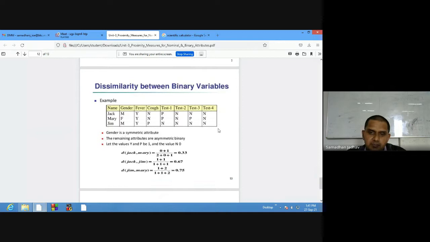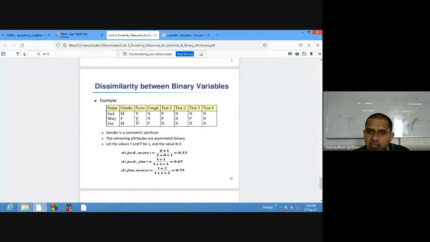So here you can see, now we are going to consider only asymmetric attributes. So which are asymmetric? Fever, cough, test 1, test 2, test 3, test 4. Okay. So how many attributes are there? 1, 2, 3, 4, 5, 6. Right? 6 attributes are there. So we are not going to consider the attributes having a value 0, 0 for the objects, right? So here, for Jack and Mary, the dissimilarity between Jack and Mary.